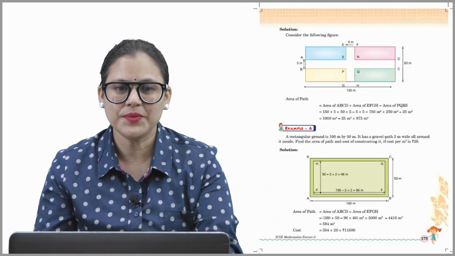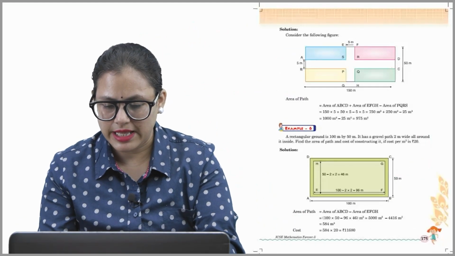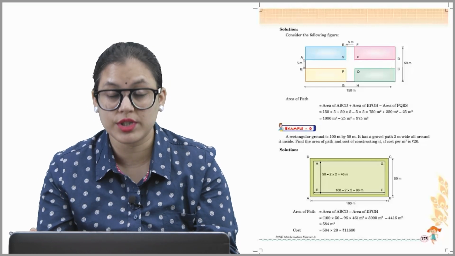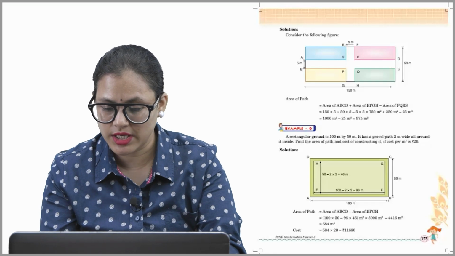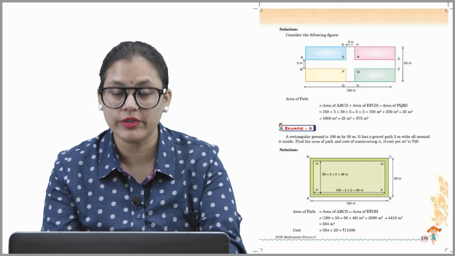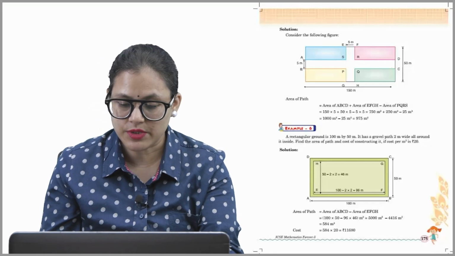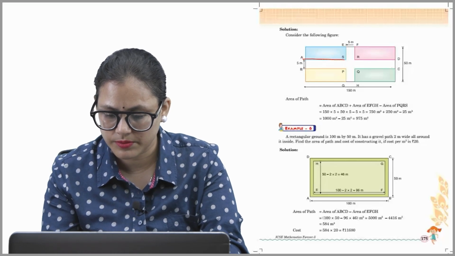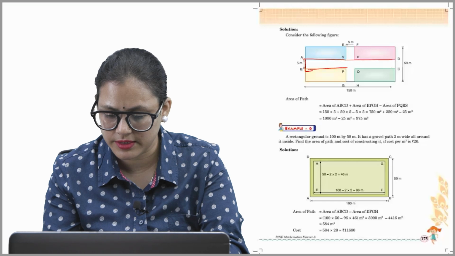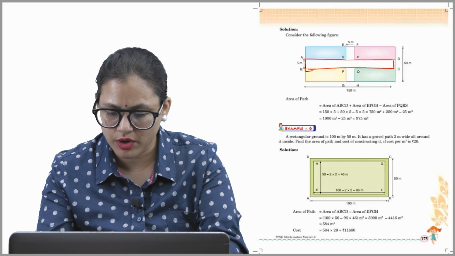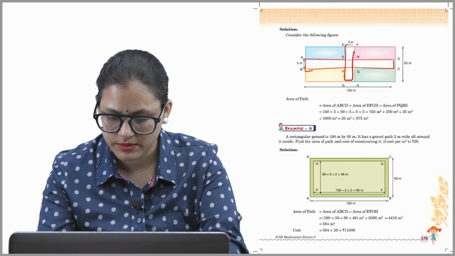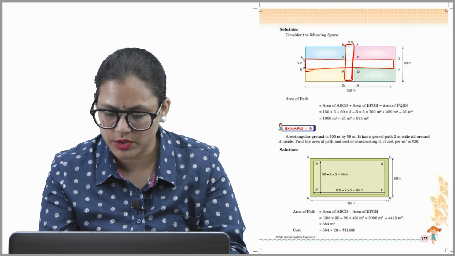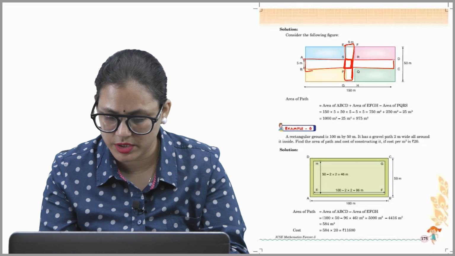Now consider this figure. See, length is 150 meter and breadth is 50 meter. Now there are two crossroads 5 meter wide. So these are the two crossroads. How will we find the area of the path? First we will find the area of rectangle ABCD, then plus area of rectangle EFGH, and minus area of PQRS. Where is PQRS? This small square is PQRS.